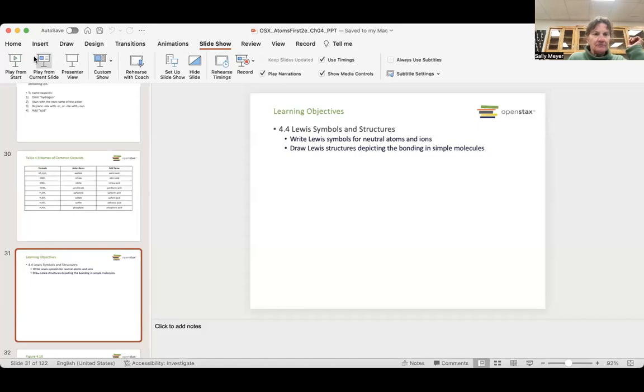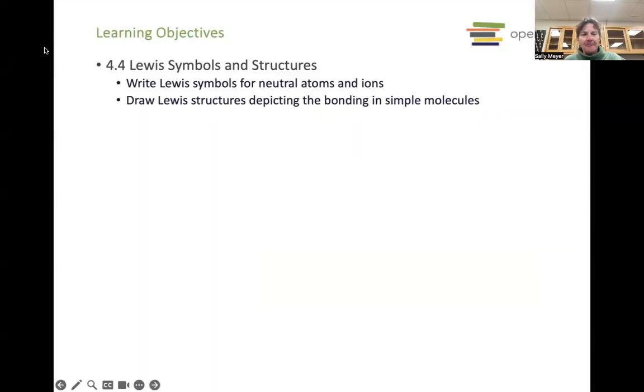Okay, we're going to finish up chapter 4, and we're going to go from just knowing that molecules have covalent or ionic bonds and look at a very basic theory for how you can describe the bonding in those that have the covalent bonds. So we are going to talk about Lewis symbols and structures. We're going to draw Lewis symbols for neutral atoms and ions. We're going to draw Lewis structures that depict the bonding in simple molecules.